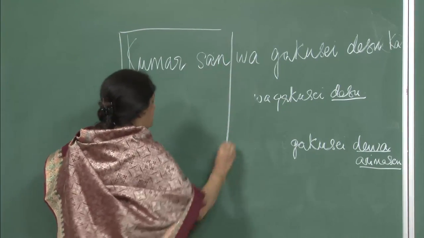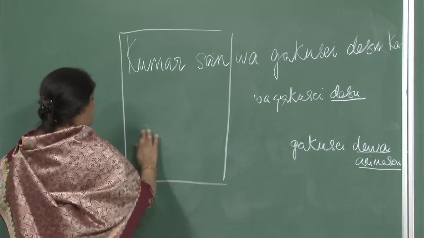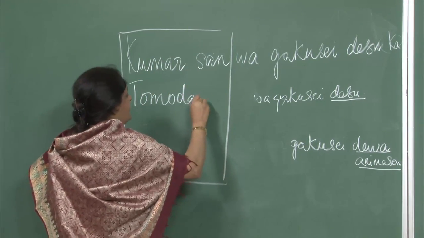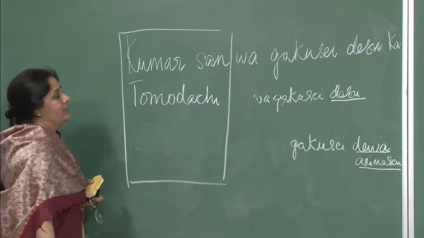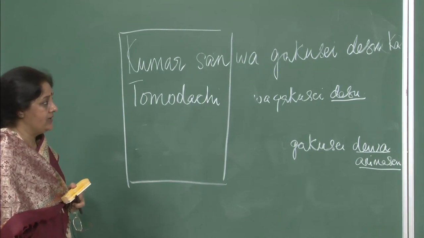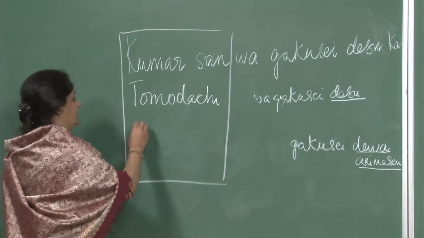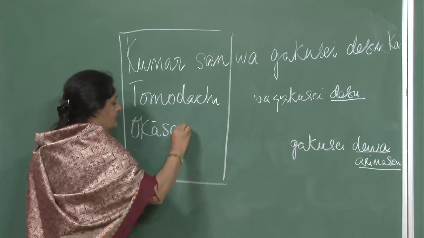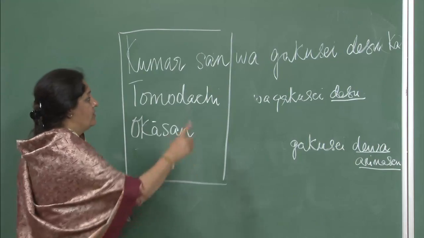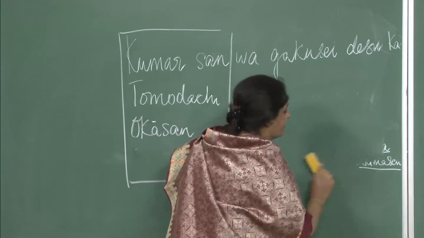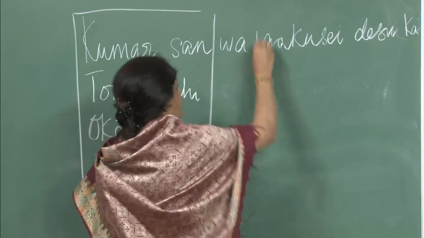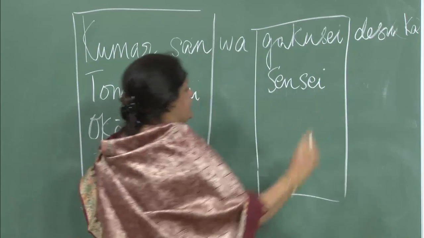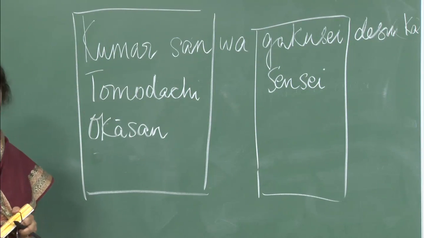Tomodachi wa gakusei desu ka? Hai, tomodachi wa gakusei desu. Okaasan. Okaasan is mother. Okaasan wa sensei desu ka? Hai, okaasan wa sensei desu.